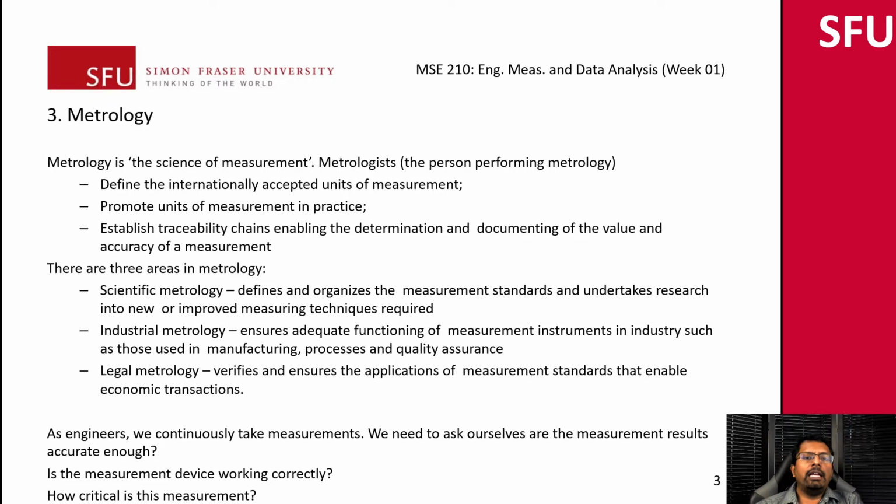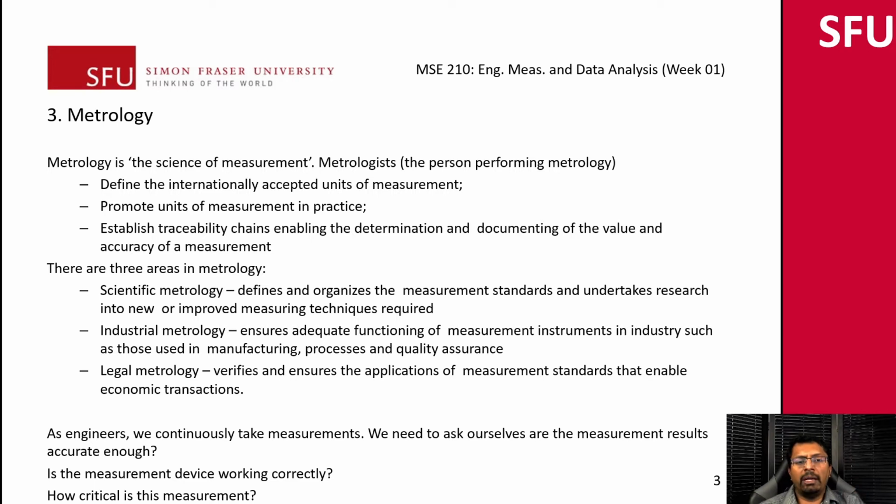There are three main types of metrology. The first one is scientific metrology. This defines and organizes the measurement standards and undertakes research into new or improved measuring techniques. For instance, you might come up with a new instrument, or right now they have recently redefined the kilogram. Before that is fully adopted, there is some scientific process that goes on there.